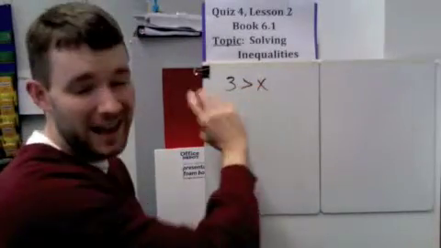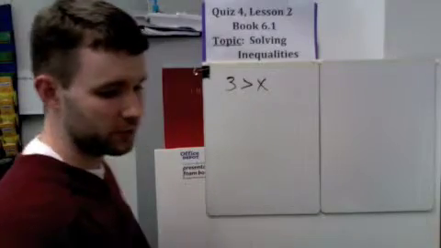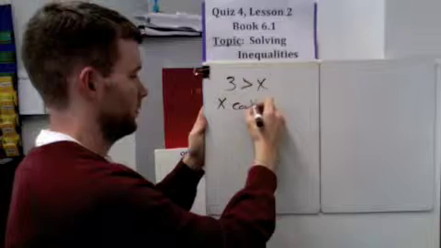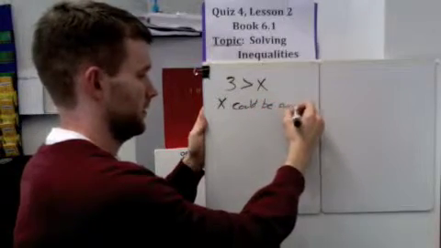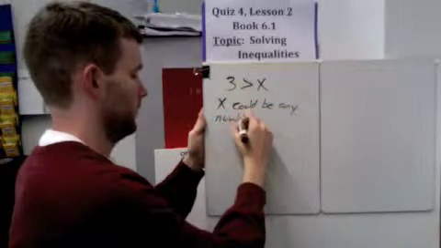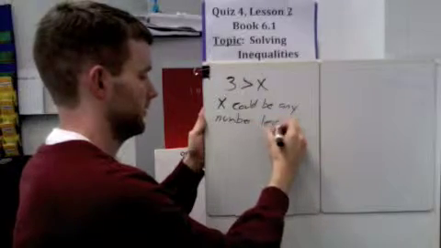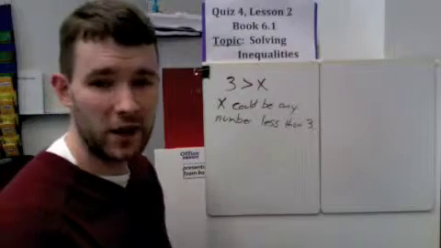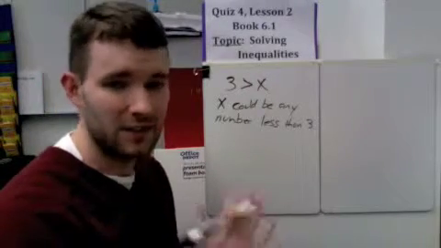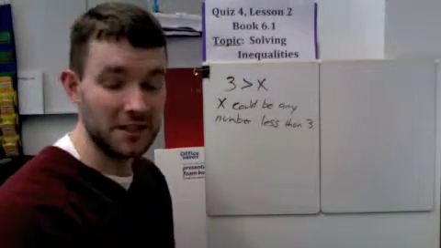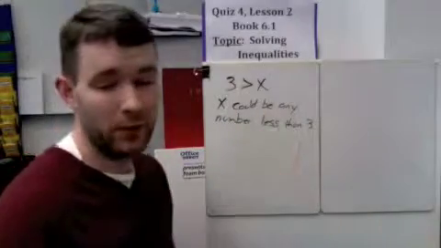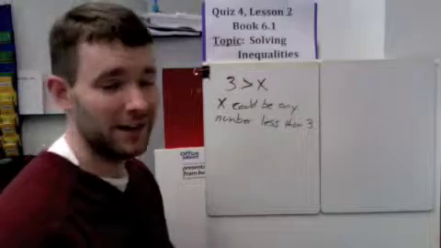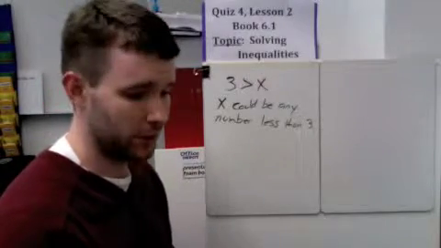And so x could be any number less than 3. Let's write that down. X could be any number less than 3. It's not like equations where we solve it and we say, okay, x equals 5, or x equals 7, or x equals 3. In this example, x could be 2.9, 2.8, 2.85, right? It could be anything in between as long as it's less than 3.